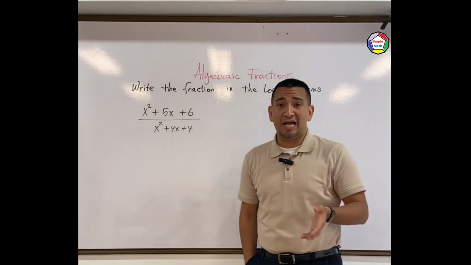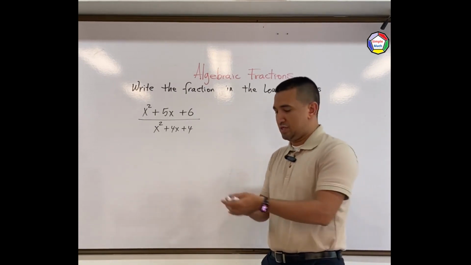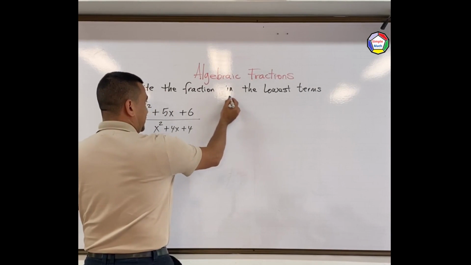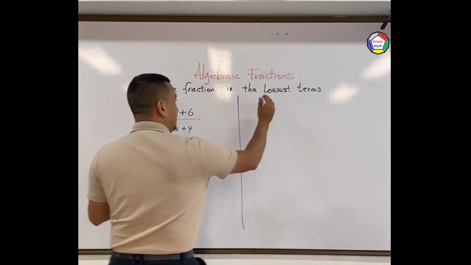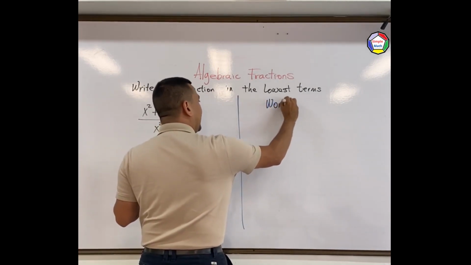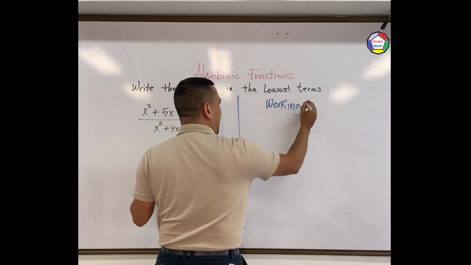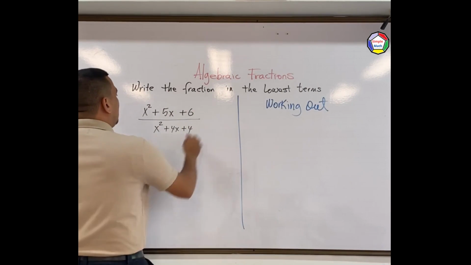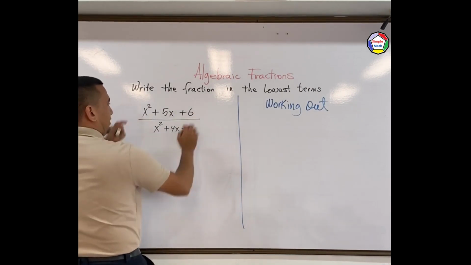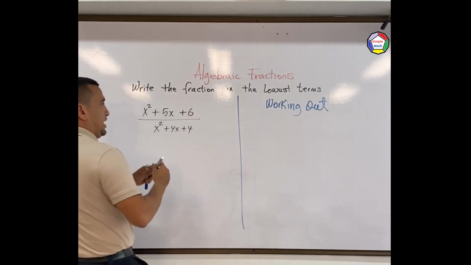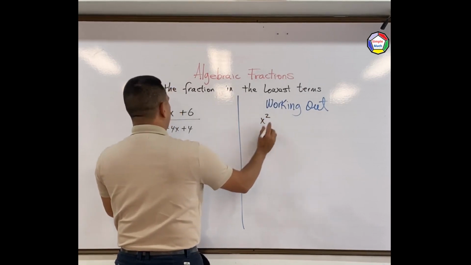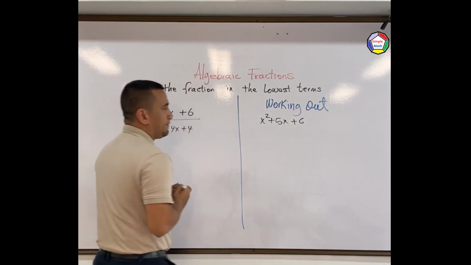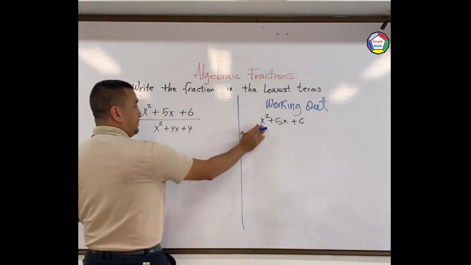My suggestion, guys, is to work things out, so I'm going to open a space here to work out. This is my workout. I will take this trinomial and try to factorize it. So this is x squared plus 5x plus 6. Let's check if this is a perfect square trinomial.